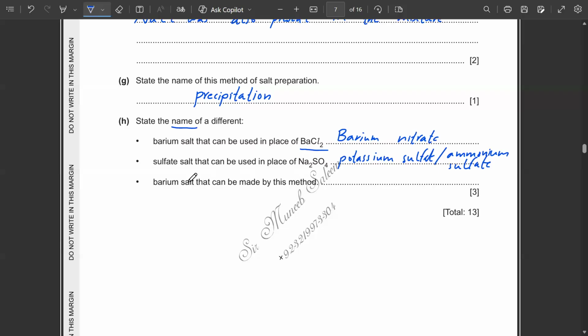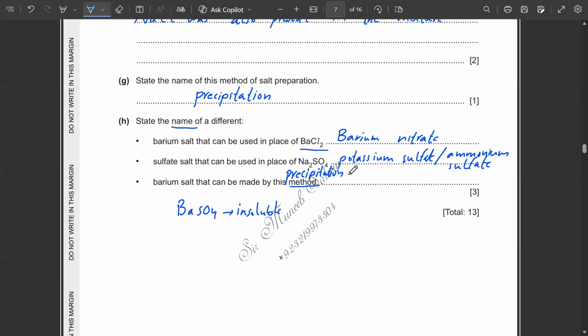So what kind of salt will be formed by this method, which is precipitation? We know the precipitation method, they mean to say here. So what kind of barium salt can be formed other than the barium sulfate using this method? Barium sulfate was one such salt that was insoluble, but we need to name any other salt of barium that should be insoluble that is formed through precipitation.